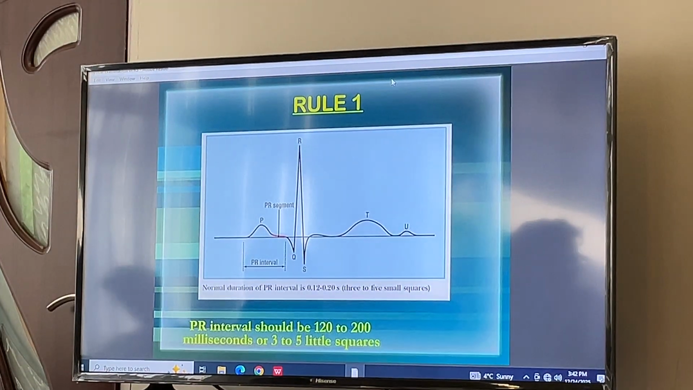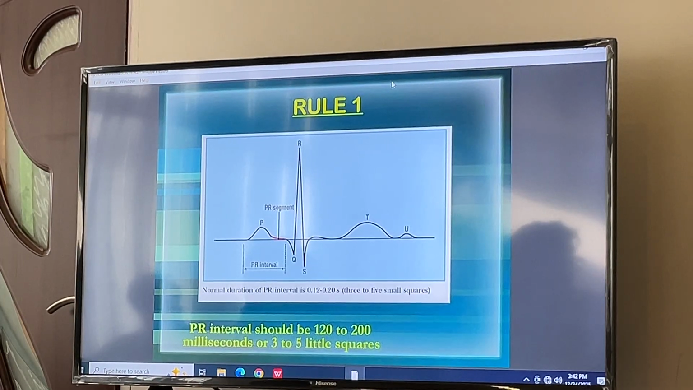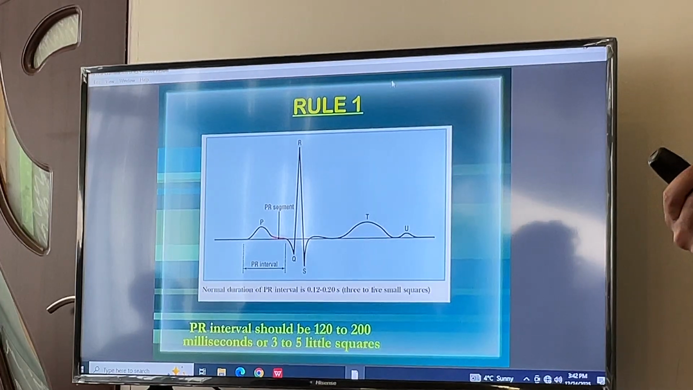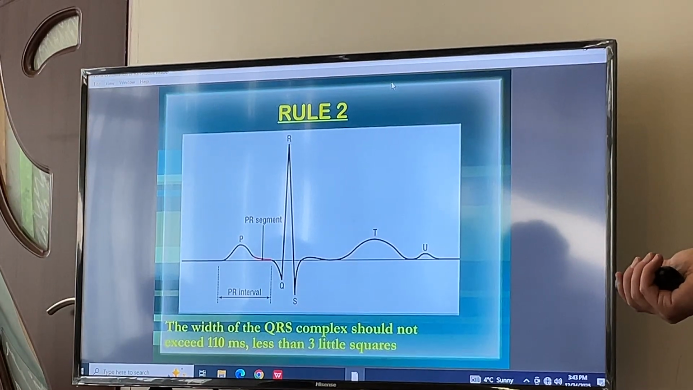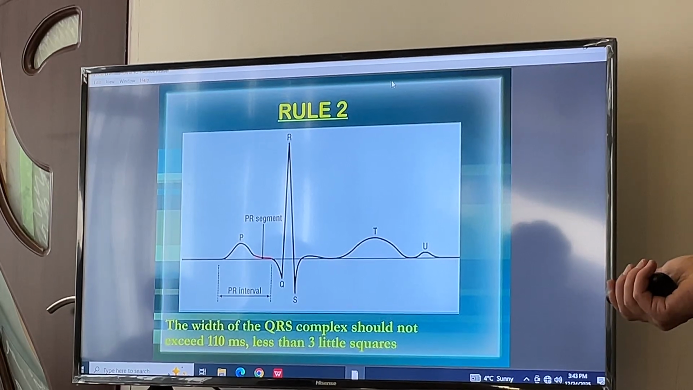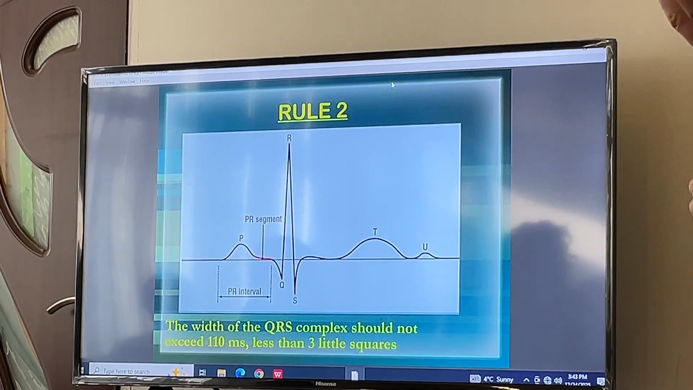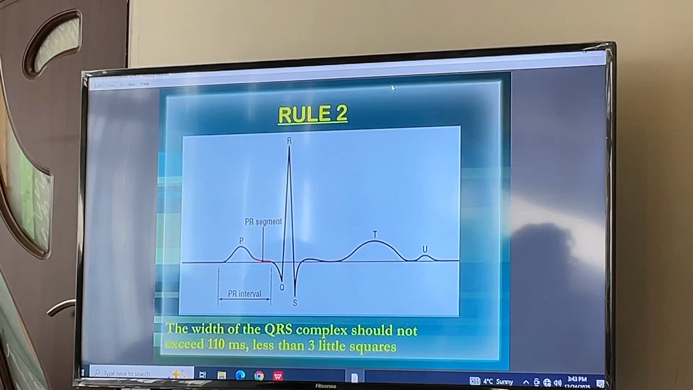So 0.12 to 0.2 seconds. Less than this is called short PR, for example in WPW. Above this is prolongation, which is typical for example in first degree AV block. Second rule, QRS complex should be less than 0.12. 110 is already less. I would say 120 is borderline. Just 120 you may consider as narrow, but a bit above this already is broad.